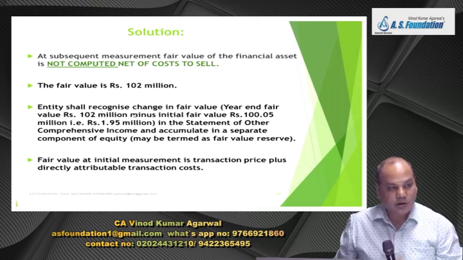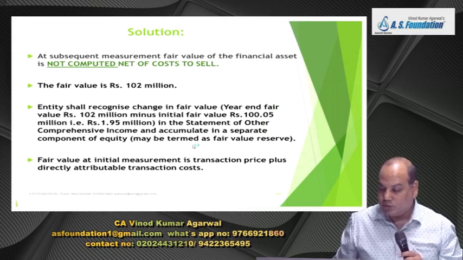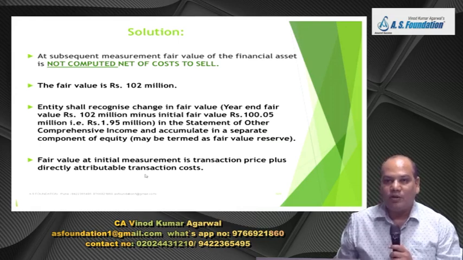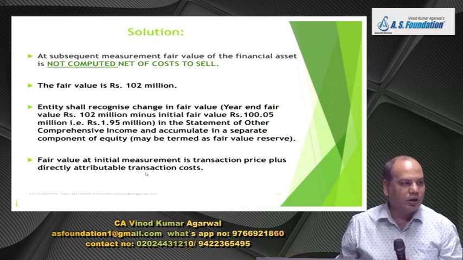What about the accounting treatment? The standard says the change in fair value, that is 102 minus 100.05 equal to 1.95, will be shown in statement of other comprehensive income, and we will accumulate in a separate component of equity. You can give it a name called fair value reserve. Fair value at initial measurement will be transaction price plus directly attributable transaction cost. Why we are adding transaction cost? Because it is FVT OCI, which normally we want to hold it for long term, but we can also sell it. Is it right?